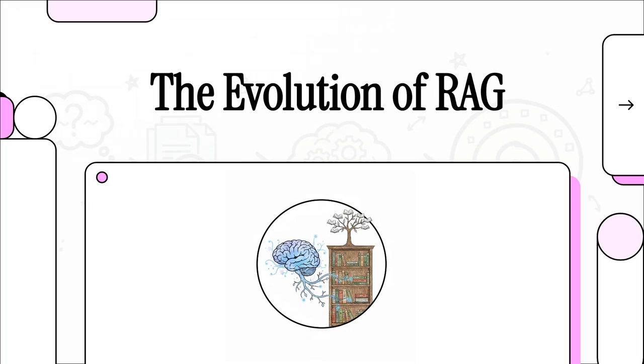Welcome to The Explainer. Today, we're diving into a technology that's pretty much revolutionizing AI behind the scenes. It's what's making it smarter, way more accurate, and honestly, incredibly useful. We are talking about the evolution of RAG.